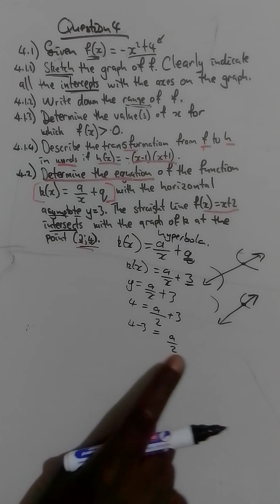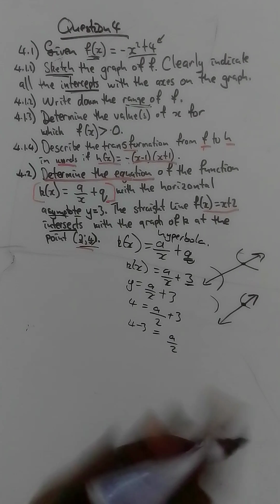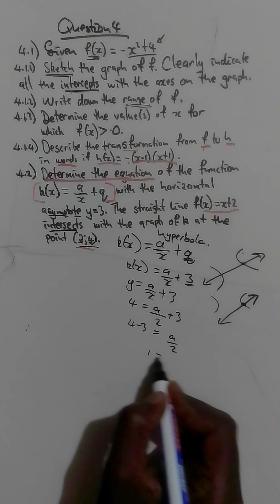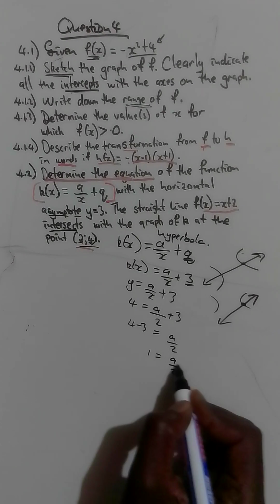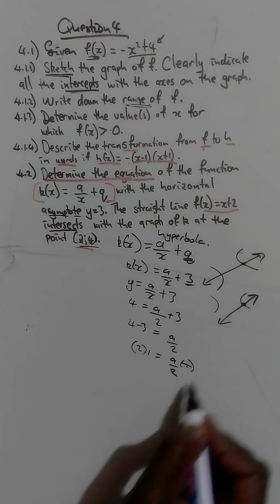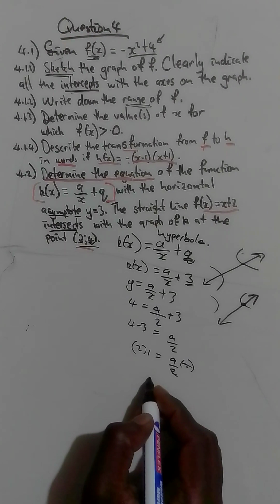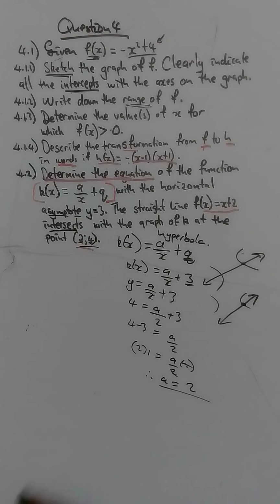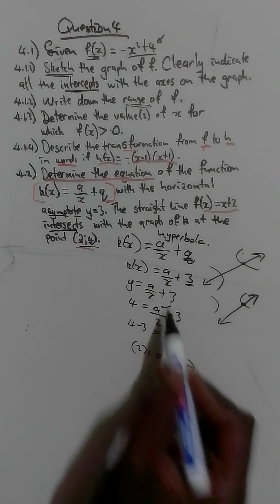Now we must get rid of this denominator. But let's start by saying 4 minus 3 is equal to 1. So we've got 1 equal to a over 2. We multiply by 2 this side, we multiply by 2 that side. These two cancel out. Then I conclude that, therefore, my a is equal to 2. So I found the a here.